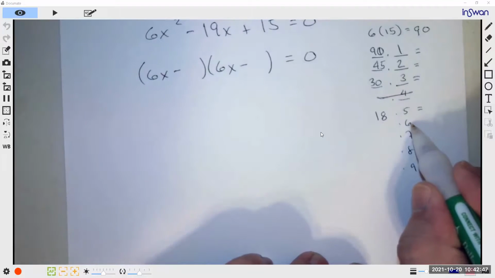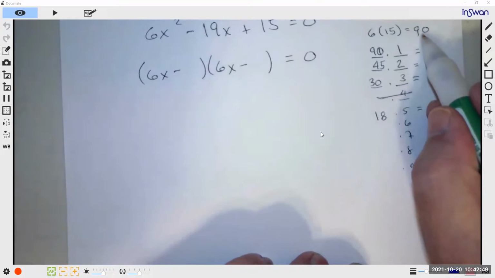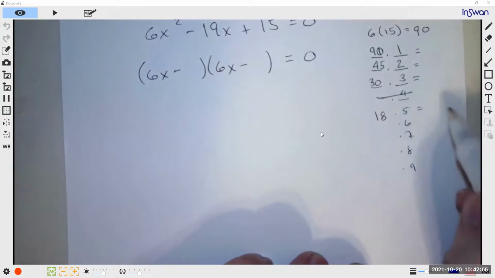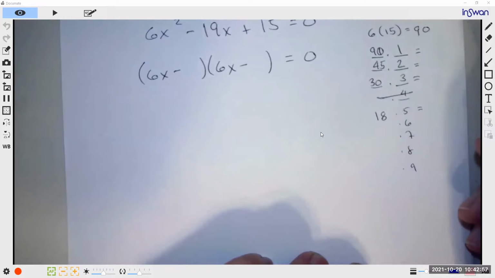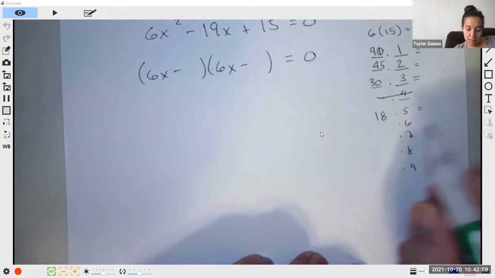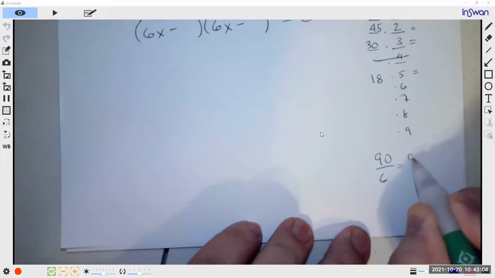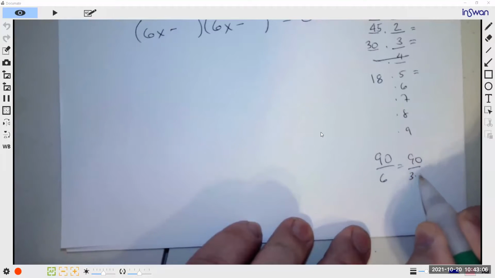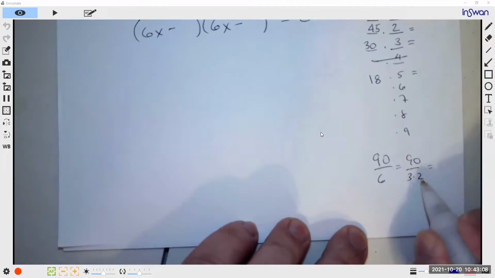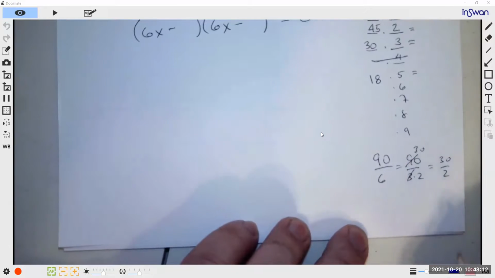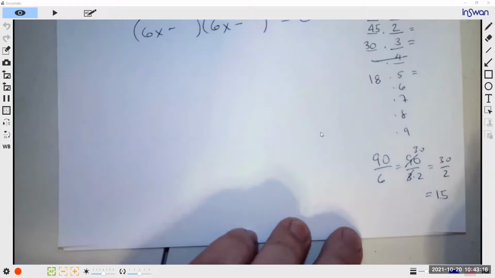Easiest way to do that: 6 is made up of 2 times 3. Does 3 go into 90? Yes, 30 times. Now, does 2 go into 30? Yes. Basically, 90 divided by 6 is 90 divided by 3 times 2. 3 goes into 90 30 times. Does 2 go into 30? 15.